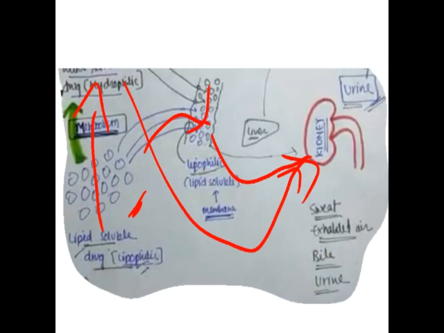So the major site of the metabolism process is the liver. So sweat, exhaled air, the bile, and urine are the sites from where these metabolite products can be eliminated from the body.